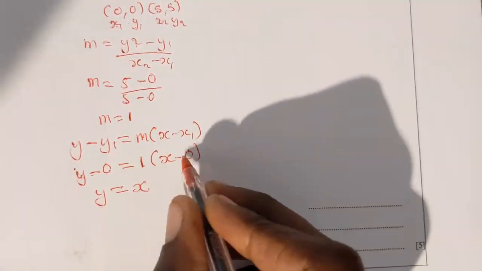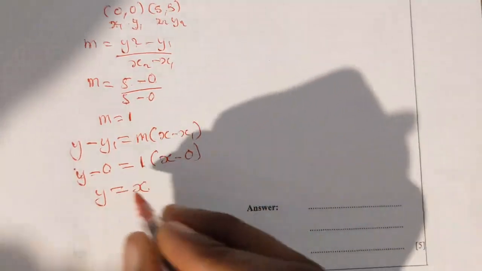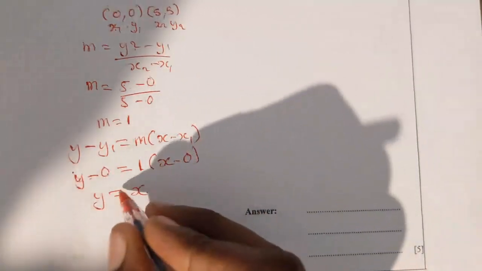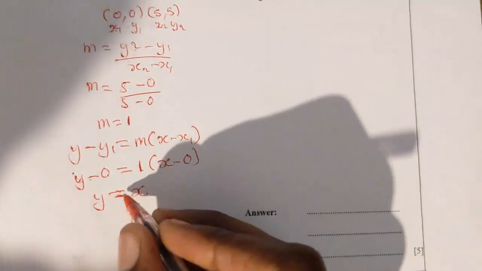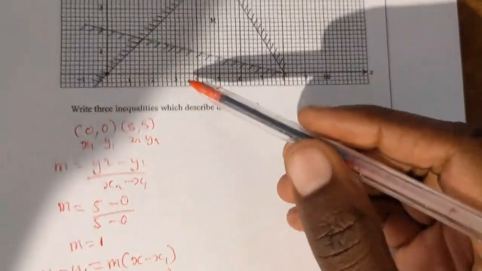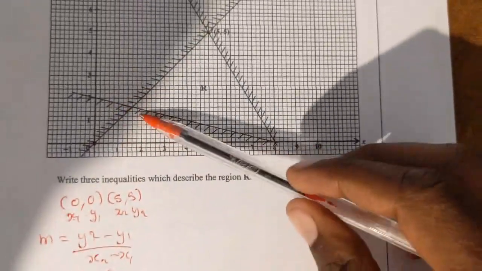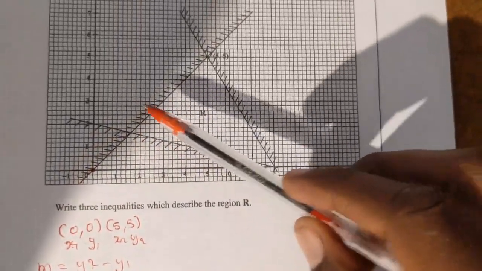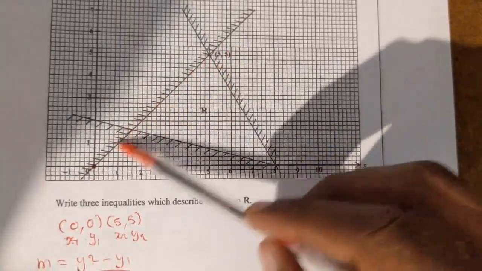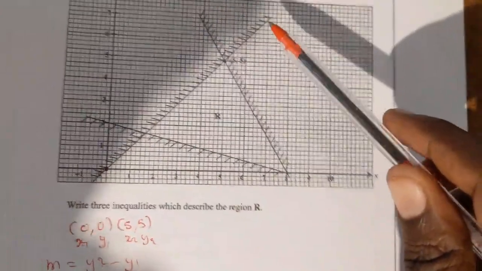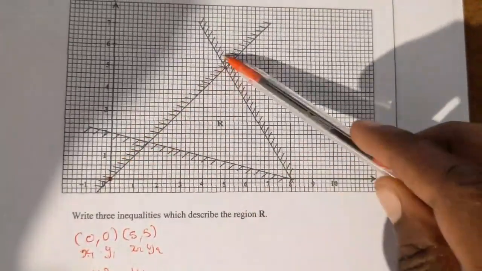1 times 0 is just 0. So even if you don't put it, it can be just like that, 0. So now you need to look at this. Okay, so you need to look at this. The one that we are getting the values from, it's this one.